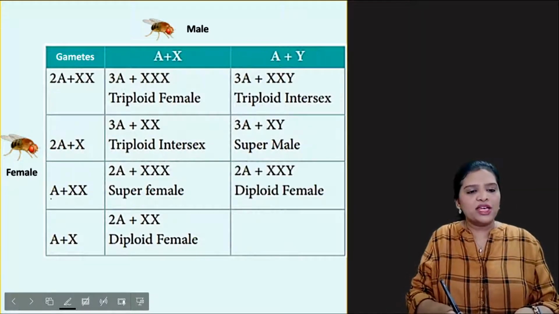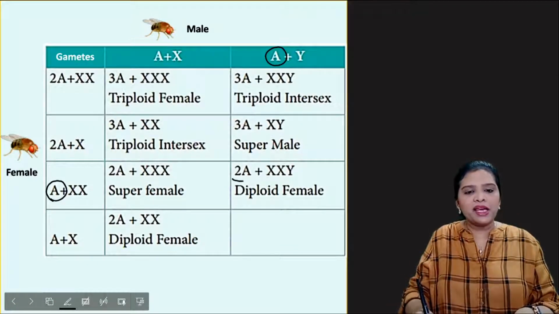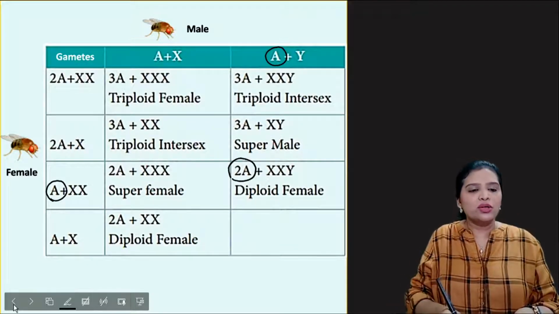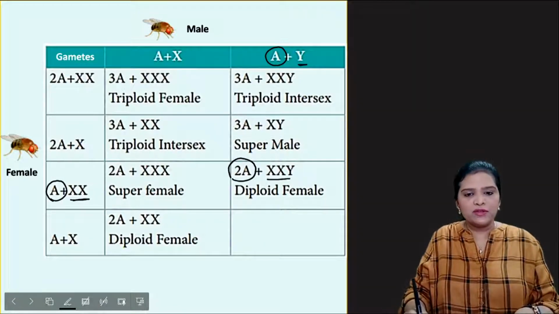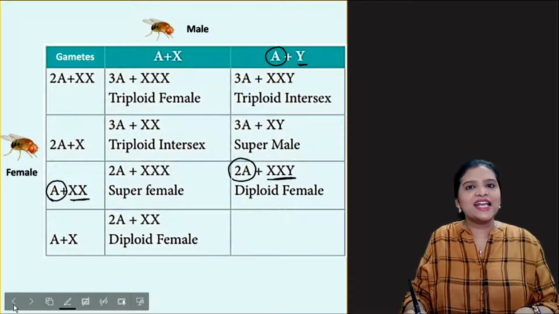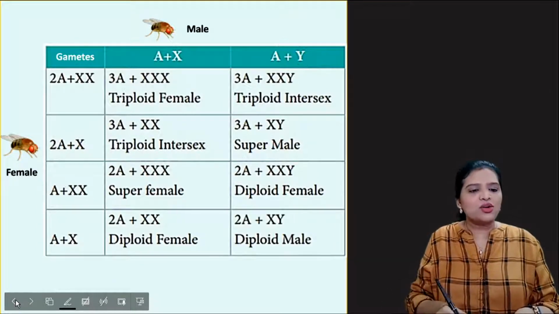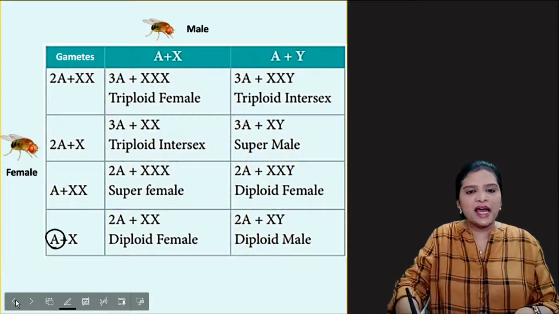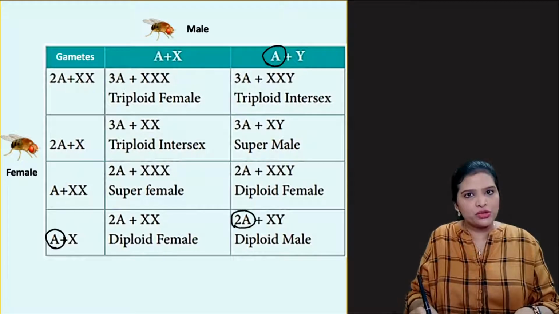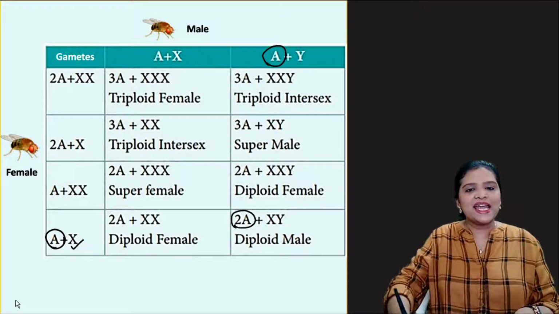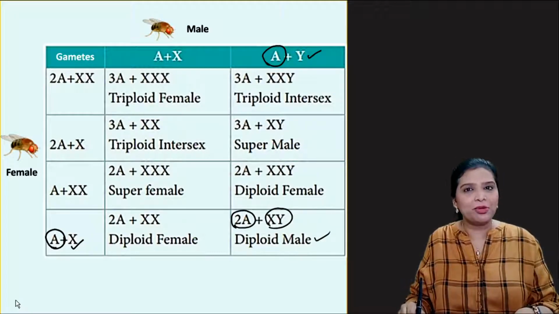And the third combination, one autosome of the female combines with another autosome of the male and produces 2A, two autosomes, and 2 X chromosomes of the female combine with the Y chromosome of the male and produce XXY. So this is called a diploid female. And the last combination, one autosome of the female gamete and another autosome of the male gamete combine to form two autosomes in the offspring. Similarly, this X and Y combine together and form XY. This organism will be a diploid male.